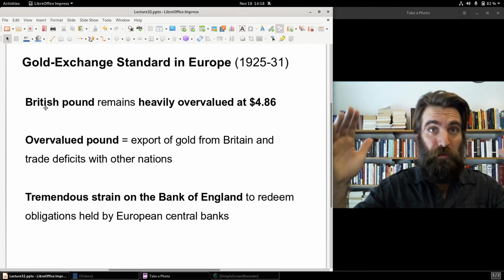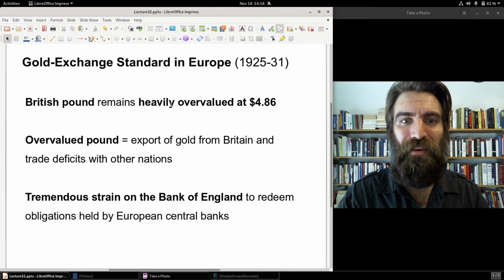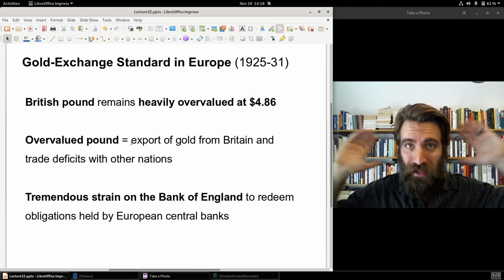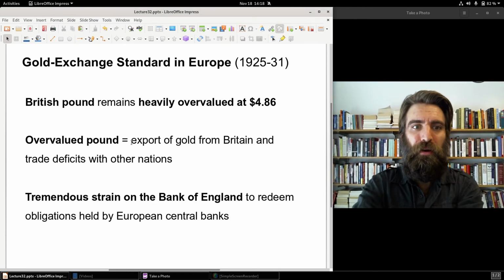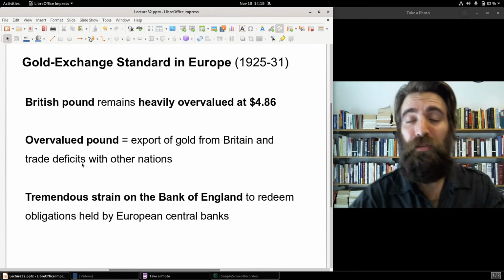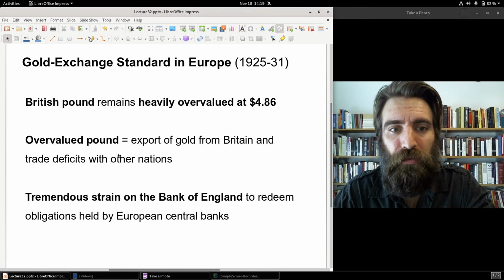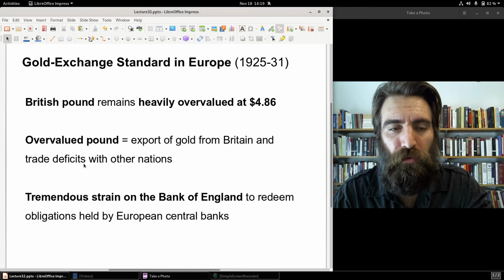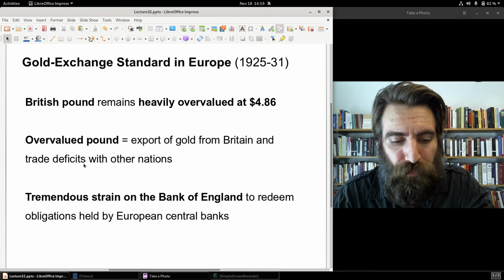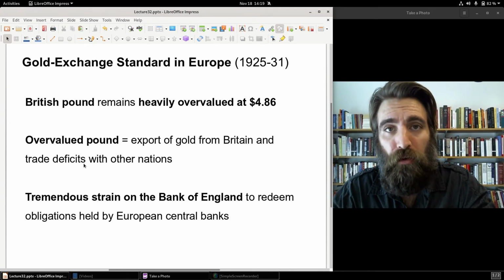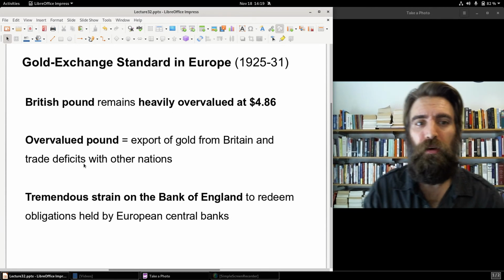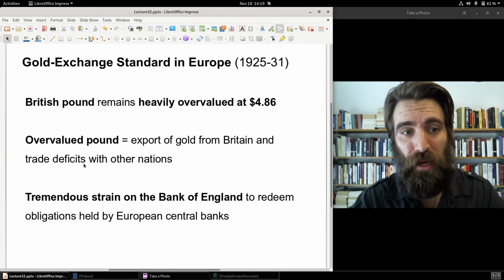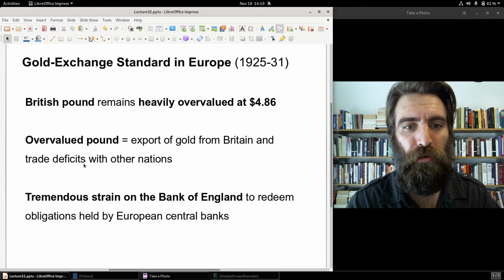So, what a bit of a bizarre system. The British pound, heavily overvalued. So what happened after 1925? Because of this overvalued pound, gold began leaving Britain, exported from Britain, and the trade deficit was really, really bad. This move was very harmful for British exports. The British coal industry in particular, but also British textiles, did very poorly during this period because the currency was basically stacked against British exports.